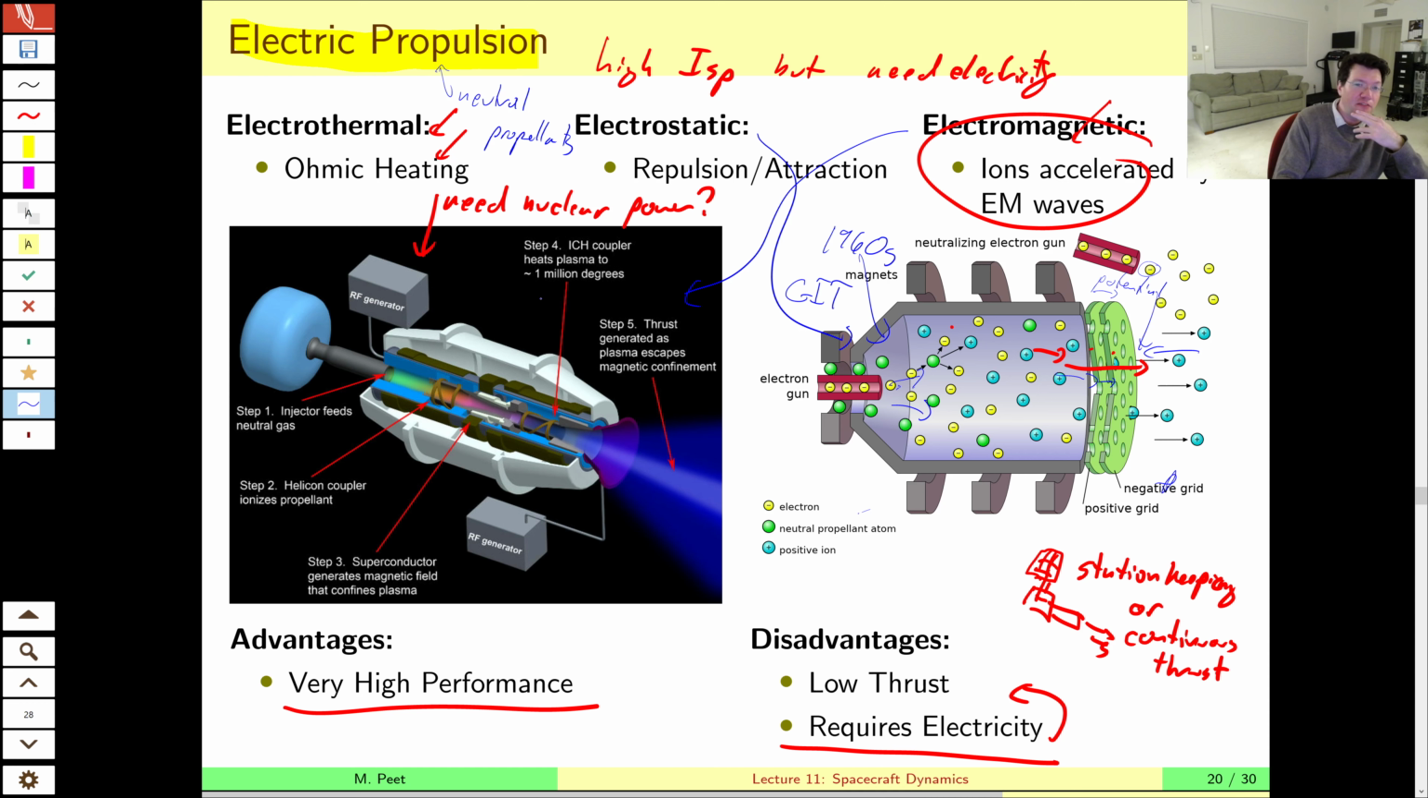MPDs have never flown, basically. Magnetoplasmadynamic thrusters are essentially like a tokamak nuclear reactor. You use magnetic fields to confine the plasma. A superconductor generates magnetic fields, right? That's the magnetic field; the current runs like that.